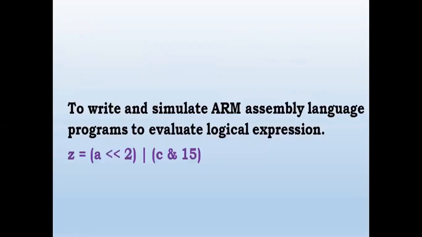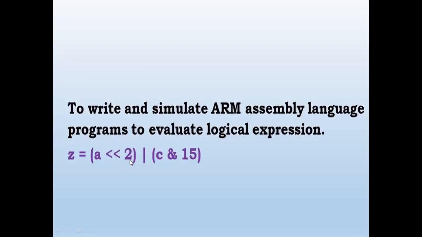Now, to write an assembly language program to evaluate the logical expression, first you should shift a by 2 positions. That means a becomes multiplied by 4. If we shift any number by 1 position, it will be doubled.